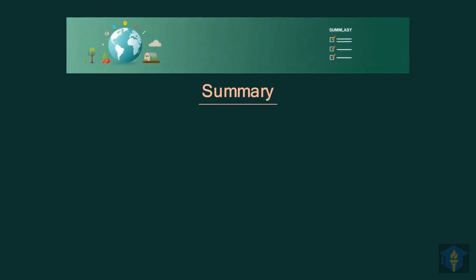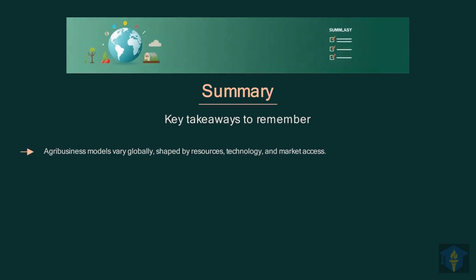Let's review our summary of key agribusiness management concepts. Here are the key takeaways to remember from our discussion today. First, agribusiness models vary globally, shaped by available resources, technology access, and market conditions. Second, the agribusiness model canvas is a vital tool for defining and visualizing all business components clearly.